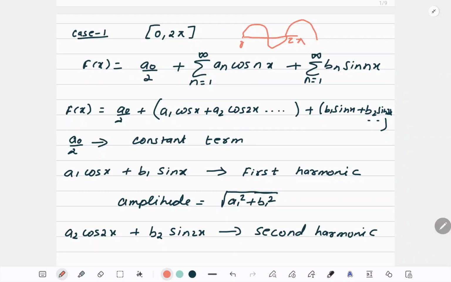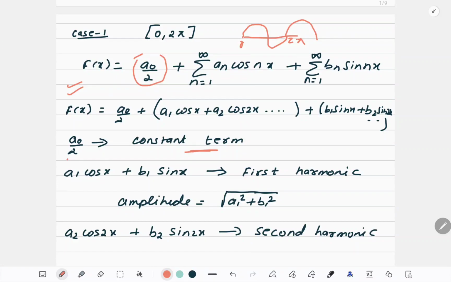Okay, then step 1, what you have to do, you have to write down this formula: a0 by 2 plus summation an cos nx plus summation bn sin nx. Now if you see this a naught by 2, it is called the constant term, which you have to find out in harmonic analysis.